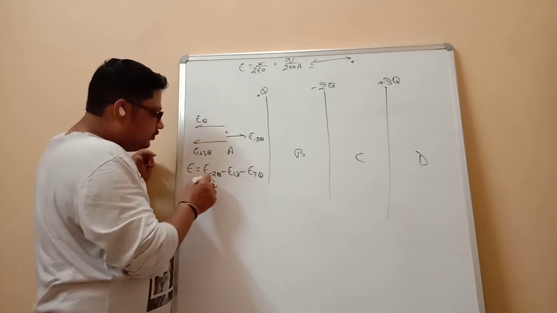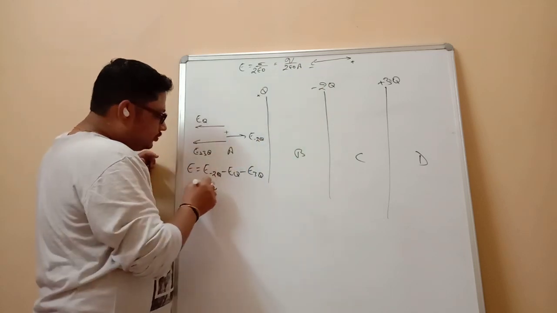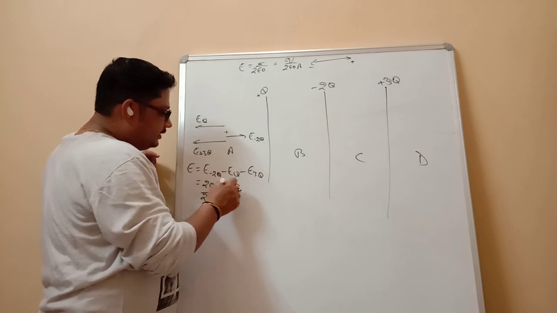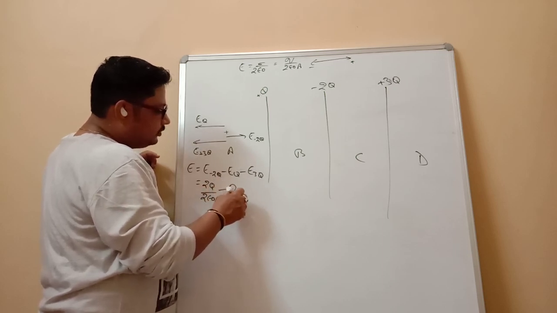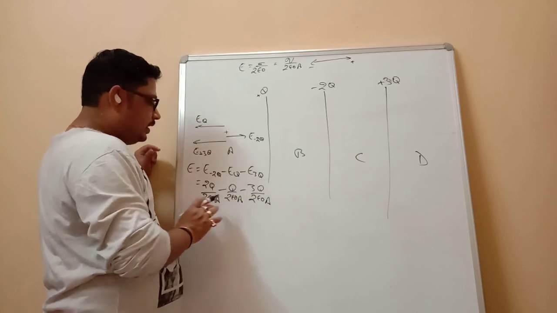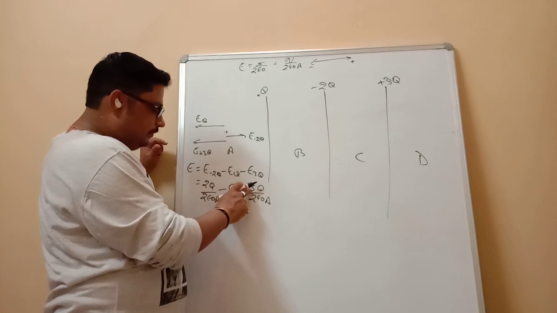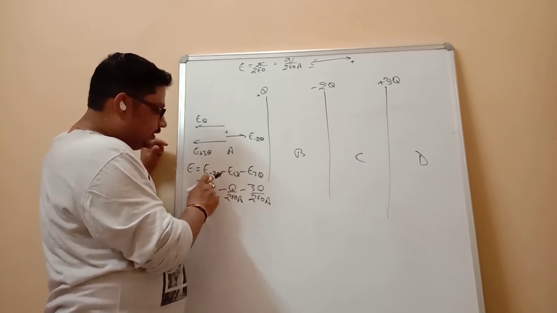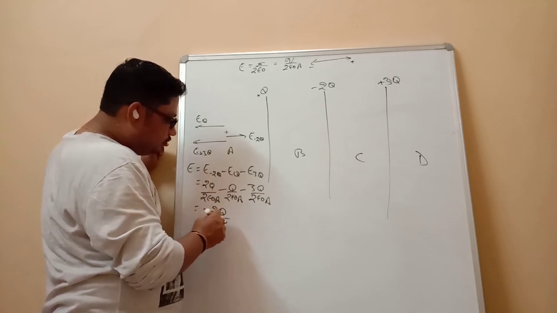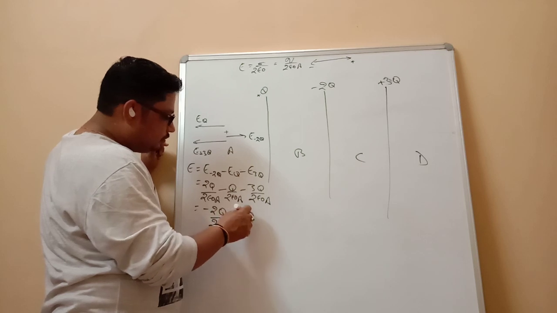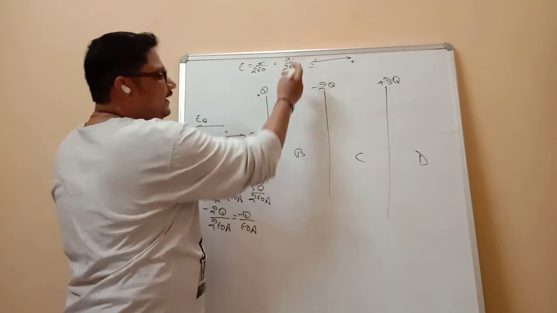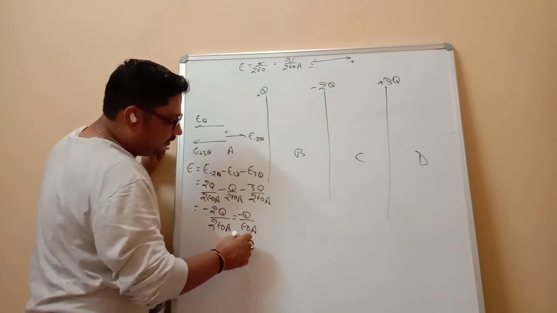Now when we put in the values, q upon 2 epsilon naught A, it will be equal to 2q upon 2 epsilon naught A, minus q upon 2 epsilon naught A, minus 3q upon 2 epsilon naught A. Now this is 2q minus q minus 3q, which is minus 2q upon 2 epsilon naught A, that is equal to q upon epsilon naught A. This is the minus direction, and minus direction is left, so the electric field will be in the left direction in this region.